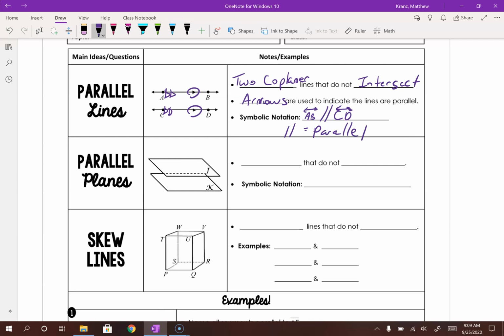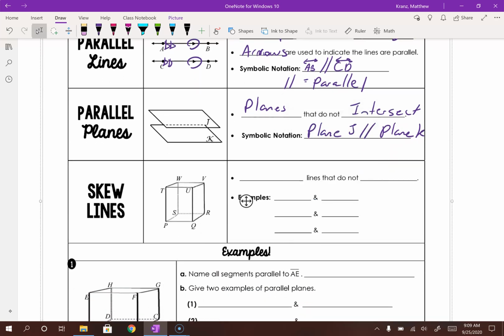Now, just like parallel lines, parallel planes just mean there are two flat surfaces, like two pieces of paper, that are laying on top of each other but never touch. So those are just planes that never intersect. We could say here that plane J is parallel to plane K.